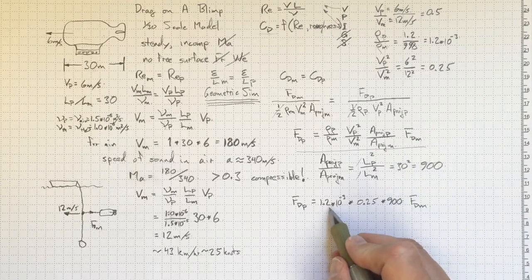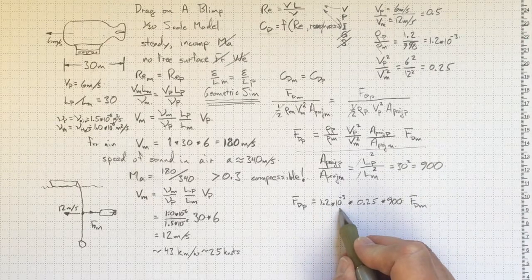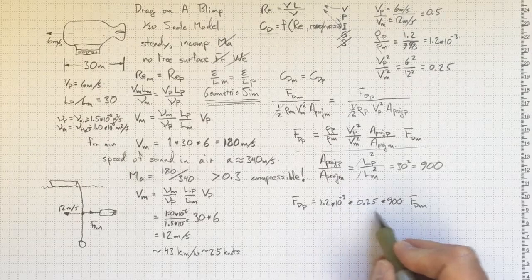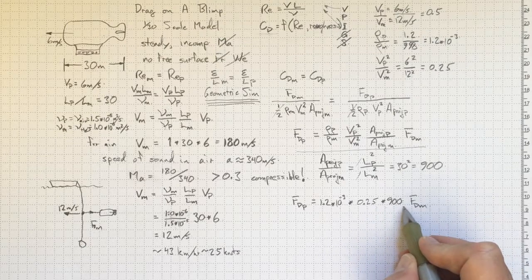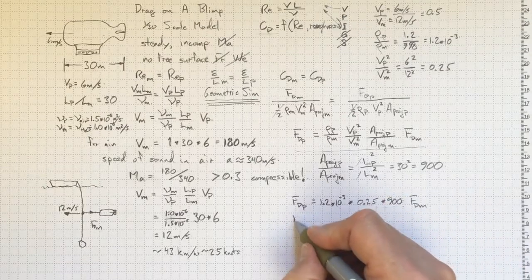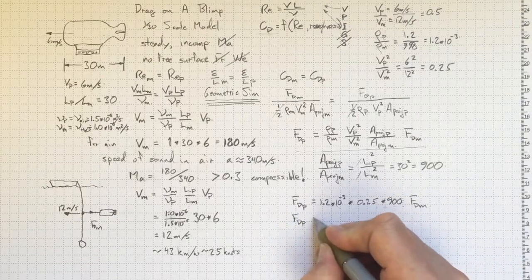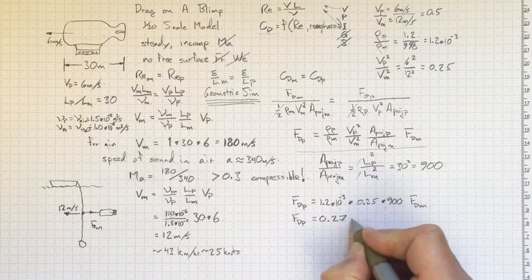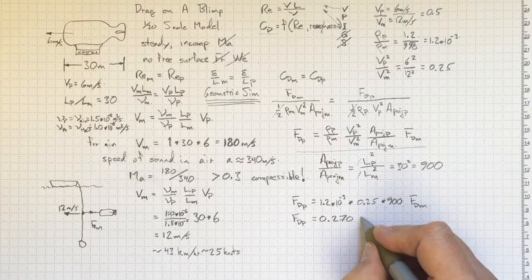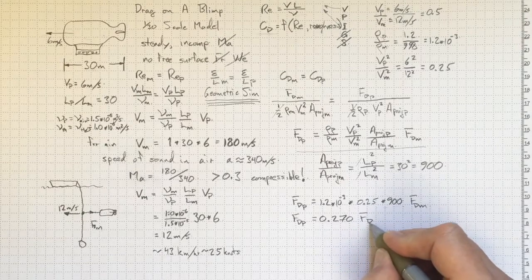So the force of drag on the prototype will be much lower because of the density ratio. It'll be a little bit lower because the velocities are different. And it'll be much higher because the prototype has a much higher projected area. If we plug all of those together, we'll find that the force of drag we expect on the prototype is 0.270 times greater than the force of drag on the model.